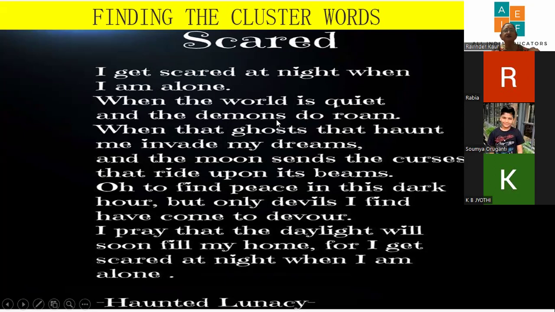So we have to pick up such words. And then in this line, we can see ghost that haunt, and they invade my dreams, and the moon sends the curses. Curses we can see. Which other words do you find? Devils. Dark hour. And I pray that the daylight will soon fill my home. So the first step is to pick up the words. These are the cluster words which are telling us about the genre of the poem.